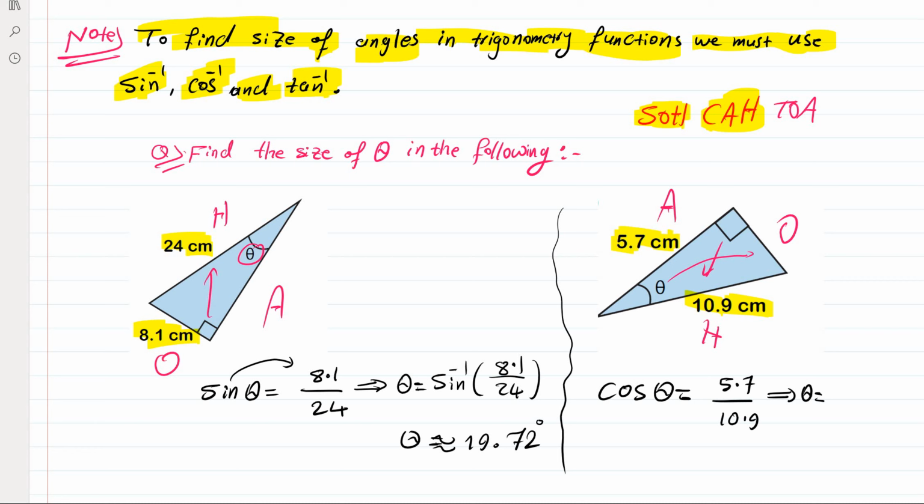Theta equals, we move cosine to the other side, cosine inverse of 5.7 over 10.9. Theta equals, by calculator, if we write this one, cosine inverse of 5.7 divided by 10.9 equals 58.47. 58.47 is going to be the final answer.